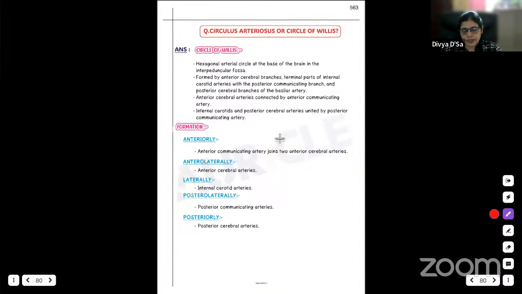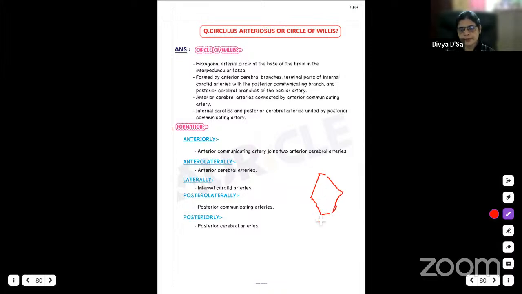Next is the circle of Willis. Individually, circle of Willis can be asked as a short essay or a short answer question. So circle of Willis, what is this? First is the definition. It is a hexagonal arterial circle. You will see it's something like a hexagonal arterial circle.